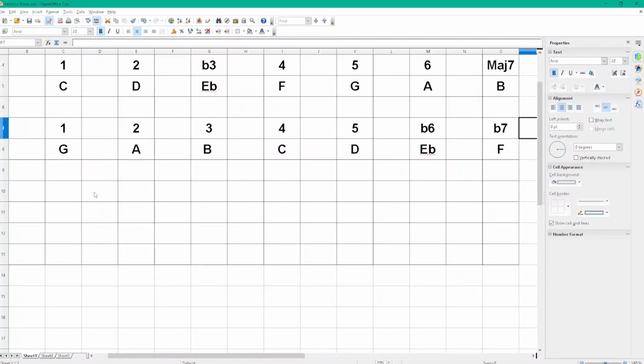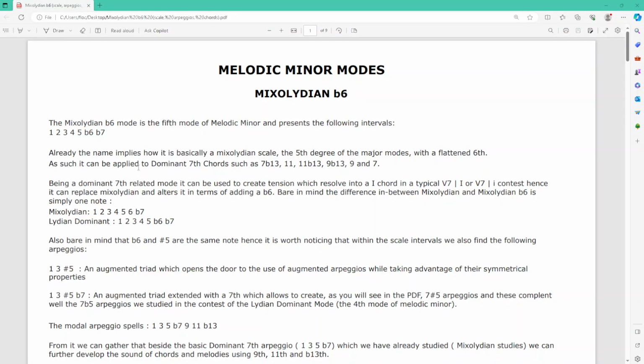Let's write down a G Mixolydian. G Mixolydian would be G, A, B, C, D, E, and F. And in fact, Mixolydian in terms of intervals is spelled 1, 2, 3, 4, 5, 6, and flat 7. So as you can see, the only difference between the Mixolydian flat 6 and Mixolydian is literally here. As such, it can be applied to dominant 7 chords such as 7 flat 13, 11, 11 flat 13, 9 flat 13, and 9 and 7.